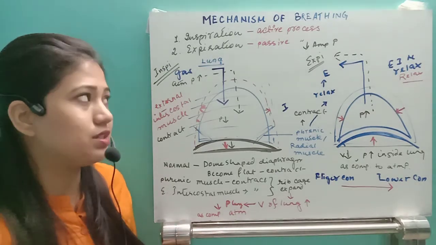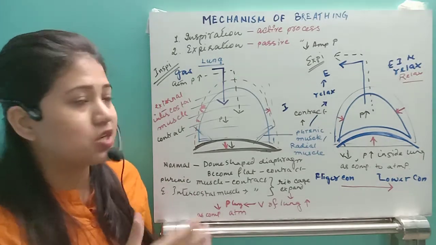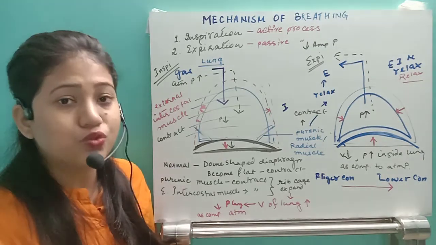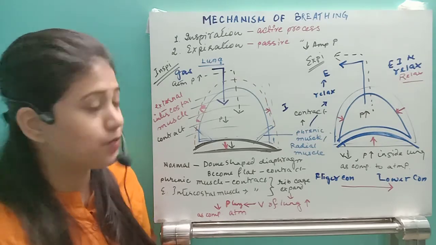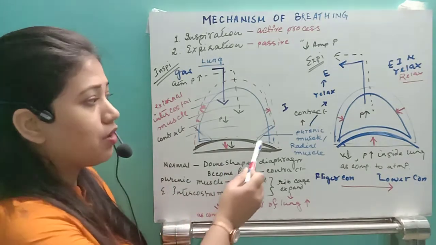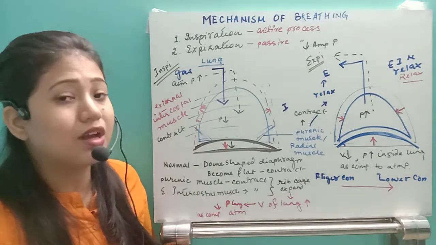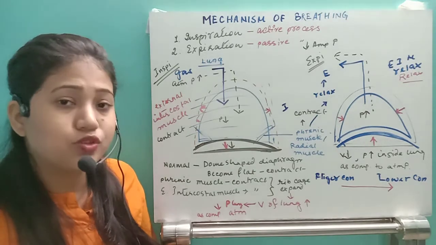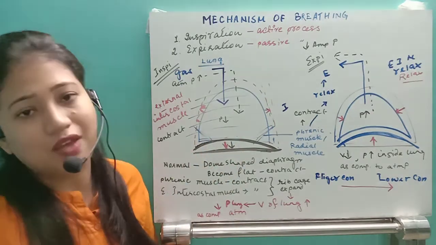So we have completed the first step, the normal external respiration, that is the mechanism of breathing, where inspiration and expiration are the two steps. Inspiration is an active process and expiration is a passive process. Why is inspiration active? Because the diaphragm, phrenic muscle, and external intercostal muscle contract. That increases the volume of the thoracic cavity, so the pressure decreases, and we will have inspiration.